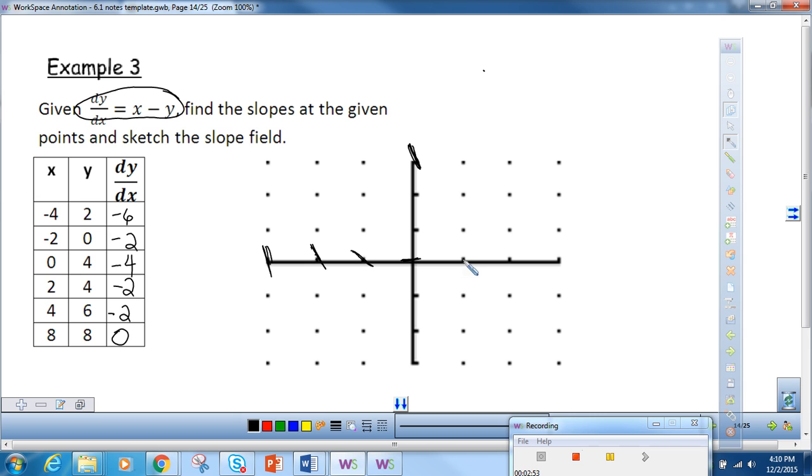When x is 1 and y is 0, I get a positive slope of 1, so that's going to be about the same steepness as this, but positive, about 45 degrees. When x is 2 and y is 0, I'm going to get a steeper slope at 2. When x is 3 and y is 0, my slope is a little bit steeper than this one, and so it's going to look like that.